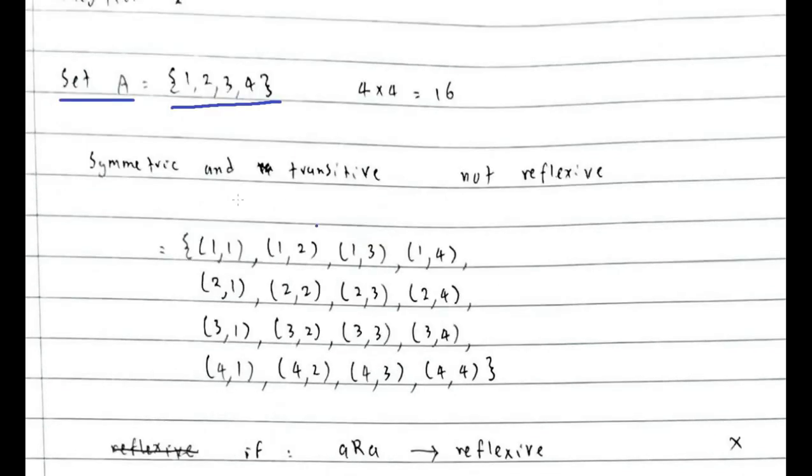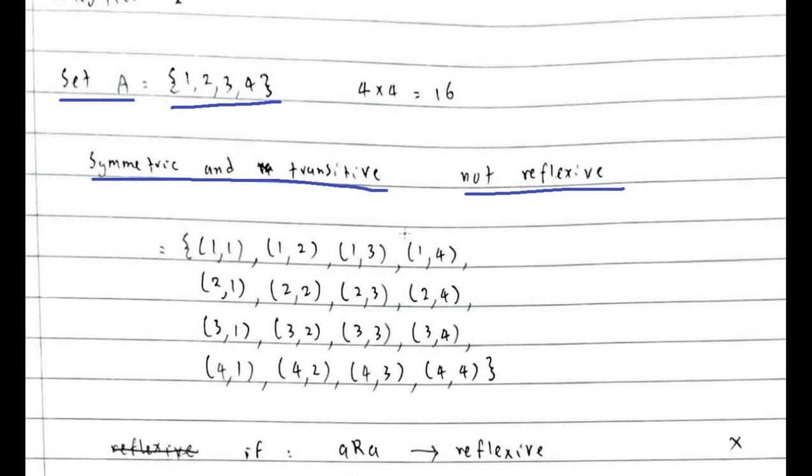Okay, so now we proceed with question 2. The question gives us set A, which consists of the elements 1, 2, 3 and 4. The question asks us to find the relation on set A which is symmetric and transitive but not reflexive.